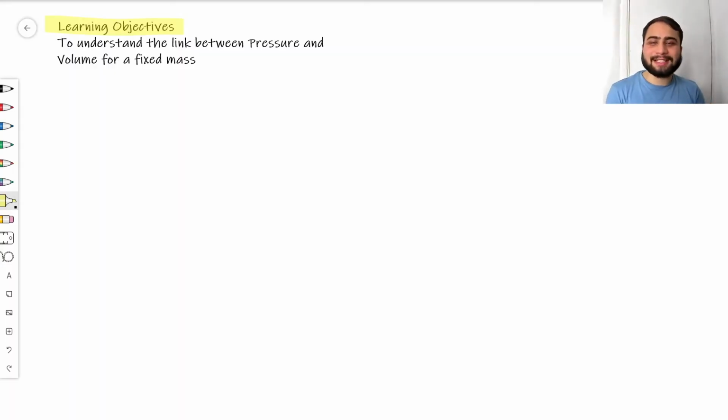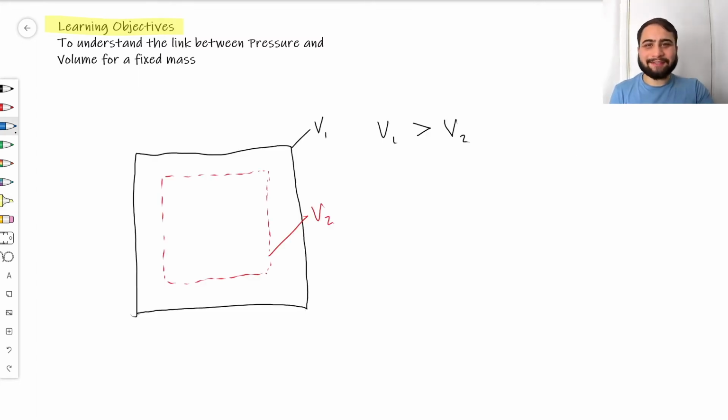My name is Manu and today we're going to continue looking at the relationships for different properties of a gas. So we only have one learning objective today, and that's to understand the link between pressure and volume for a fixed mass of gas. So if you're ready, let's get right into it. Okay, so let's have a look at the link between pressure and volume for a fixed mass of a gas.